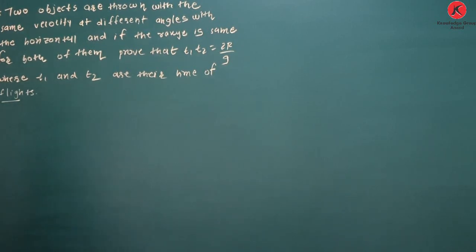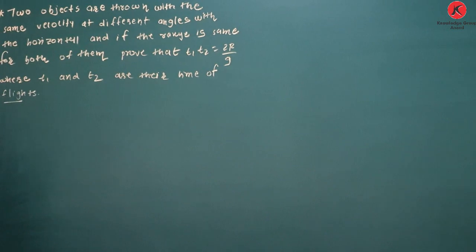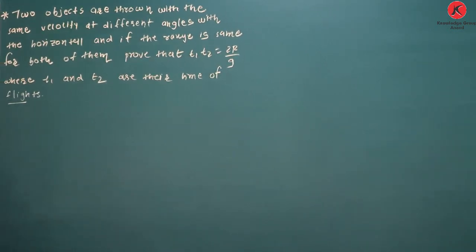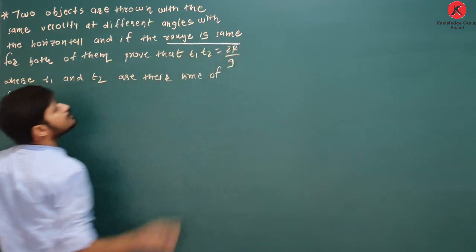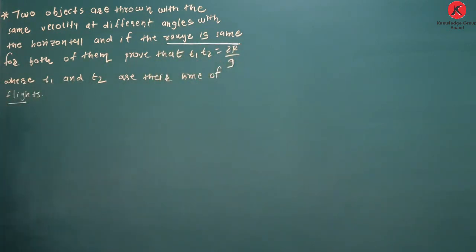Two objects are projected with the same velocity at different angles with the horizontal, and if the range is the same for both of them, then prove that T1 T2 is equal to 2R upon g, where T1 and T2 are their times of flight. See, understand the question. Two objects are thrown with the same velocity at different angles with the horizontal, and the range is the same. See here, the range is the same.